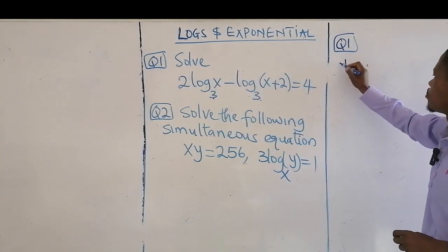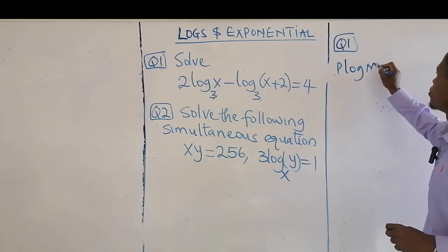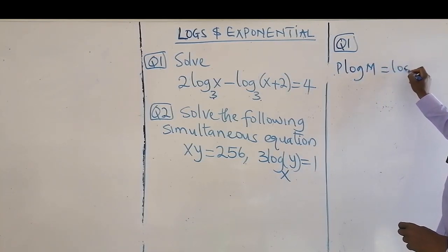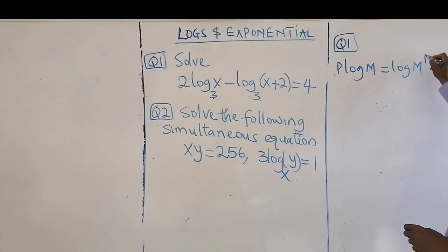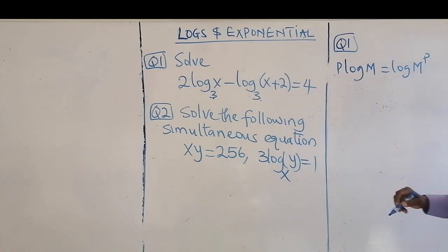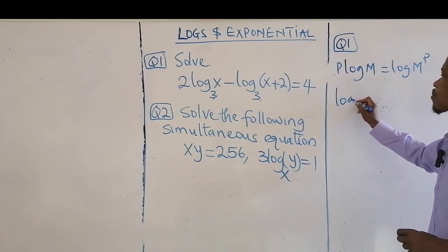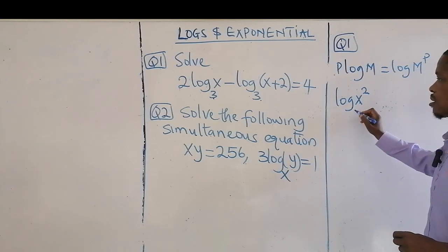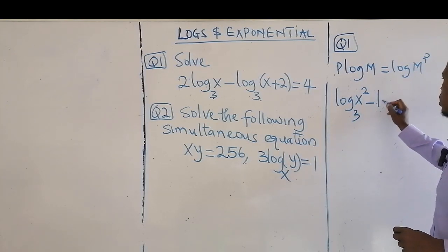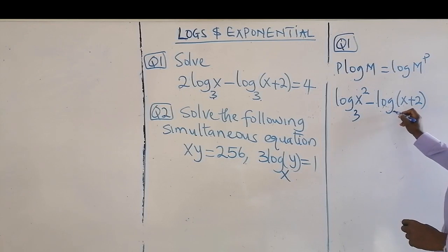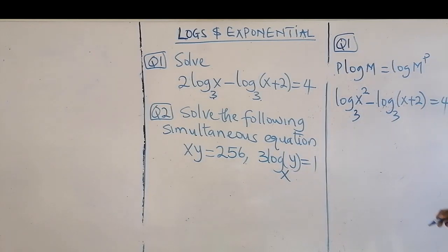Don't forget that p log m will be equal to what? Log m to the power p. So we're going to apply that, and that will be equal to log x squared base 3 minus this base 3 equal to 4. So that's the first step.